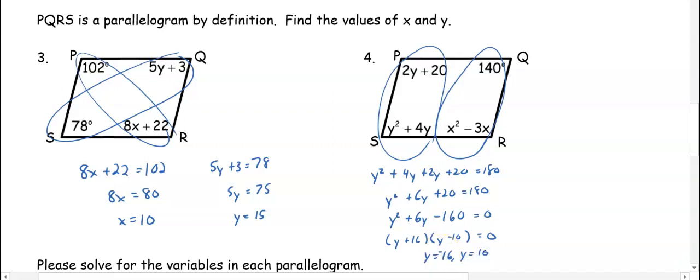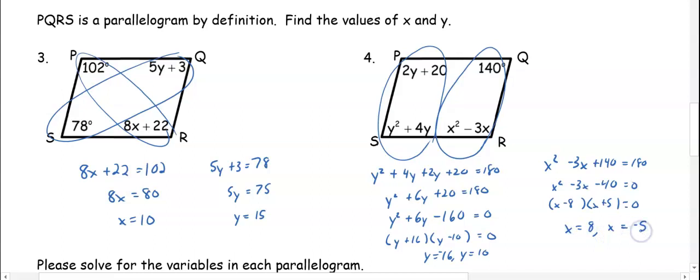Same thing for x. X squared minus 3x plus 140 equals 180. We can subtract 180 from both sides. So x squared minus 3x minus 40 equals 0. Two numbers that multiply to negative 40 and add to negative 3 are negative 8 and positive 5. So when we switch our signs, x is 8 and x is negative 5.